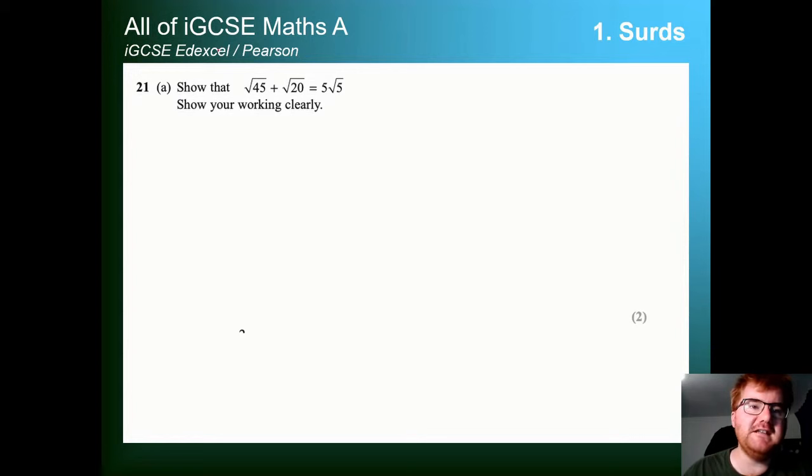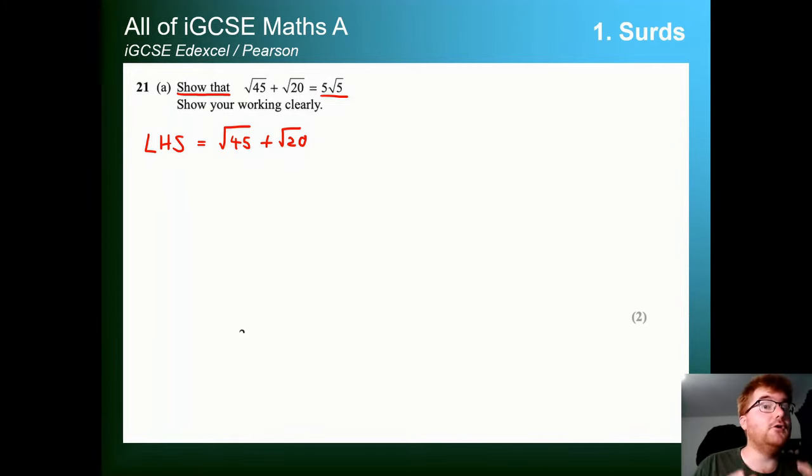So the first question is a typical show that question. We need to show that root 45 plus root 20 is equal to 5 root 5. And it's a good skill to be able to do these kind of questions because these come up both at A level and IB as well. So the way we approach this is we take the left-hand side, LHS, which is equal to root 45 plus root 20. And we're going to do a little bit of jiggery-pokery. We're going to manipulate it here and we'll make it look like 5 root 5 at the end.